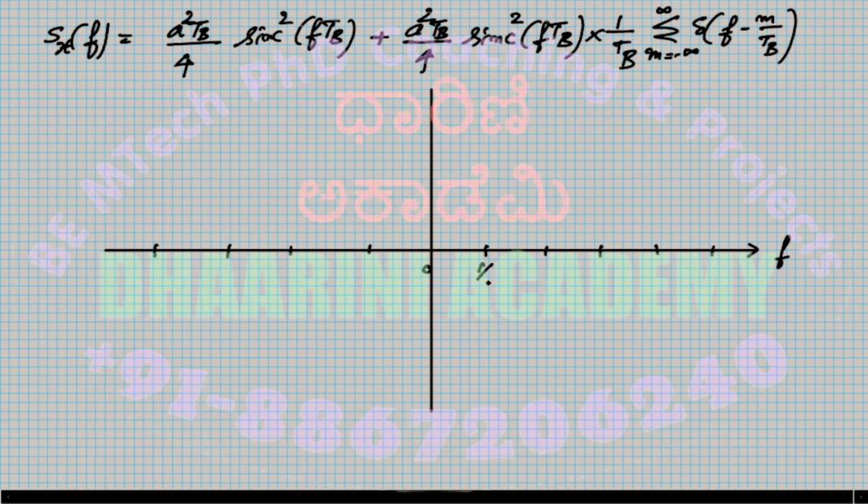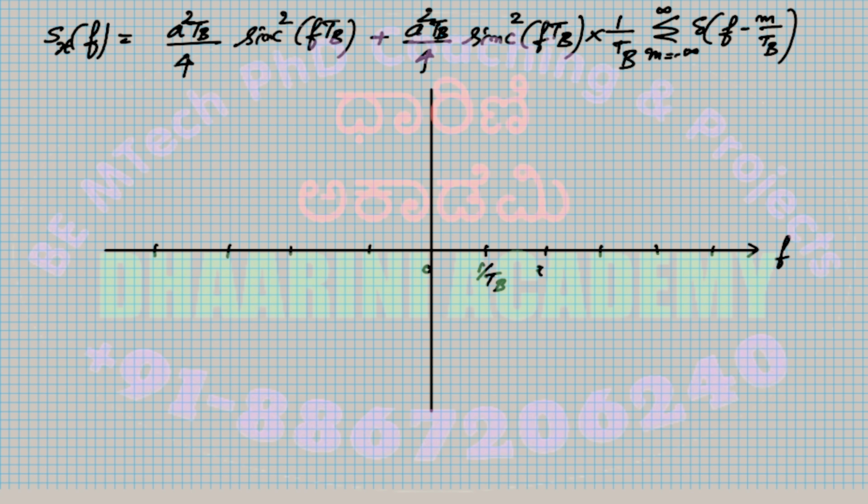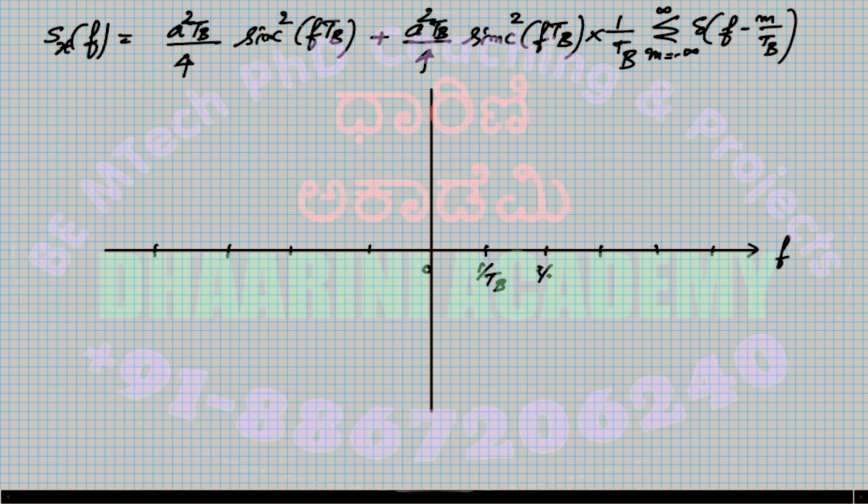This is frequency equal to 1 by TB. Frequency equal to 2 divided by, oh, not 2 TB, 2 divided by TB. Because 1 by TB is my frequency. Keep multiplying the frequencies: 1 by TB, 2 by TB, so this should be 3 divided by TB, and so I will not write. Similarly, minus 1 by TB, minus 2 by TB, minus 3 by TB, and so on.